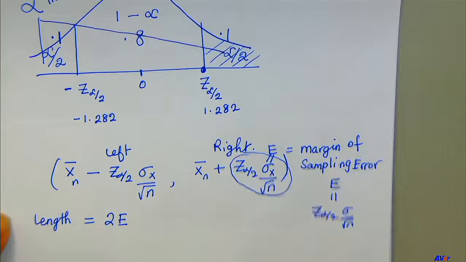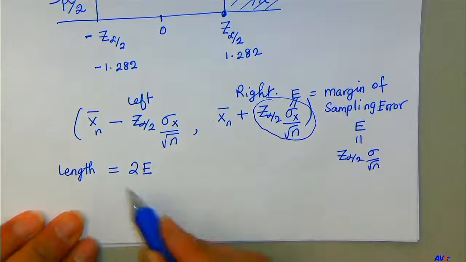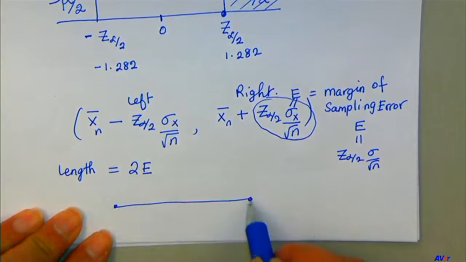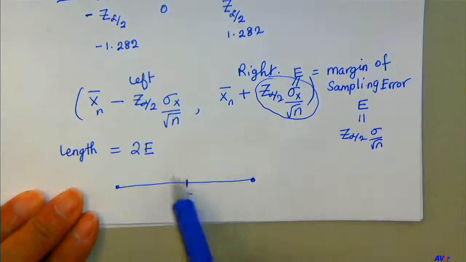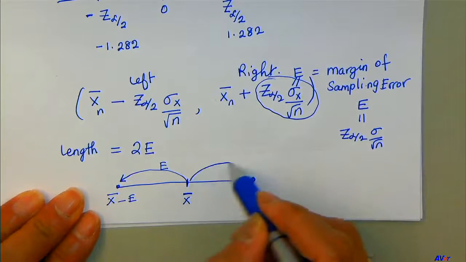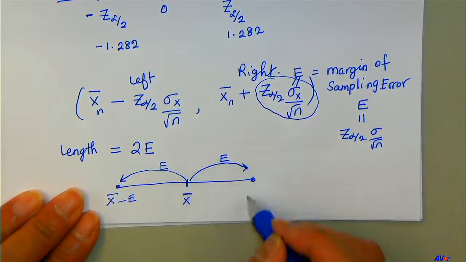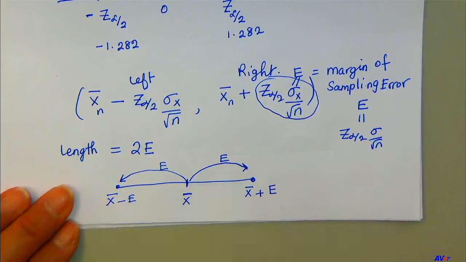So the confidence interval is x bar minus E, comma, x bar plus E. And the length is 2E. Watch me make a confidence interval. I will start with x bar, and I will go a distance of E to the left. That will bring me to x bar minus E. And then I would go a distance of E to the right. That will bring me to x bar plus E. So the length of this is 2E, where E is equal to Z alpha over 2 sigma over root n.